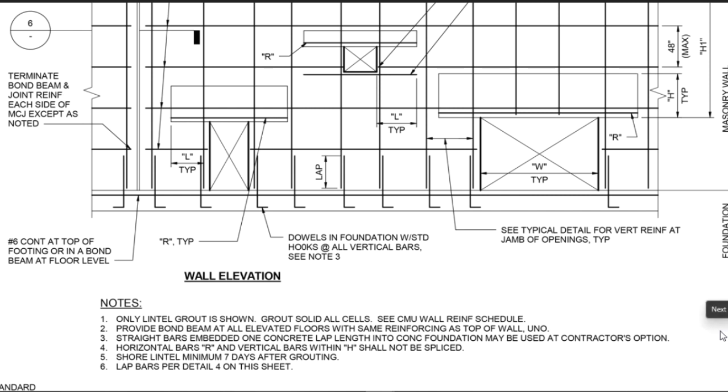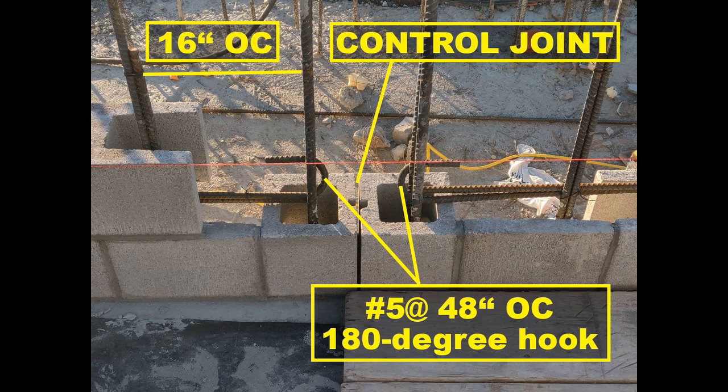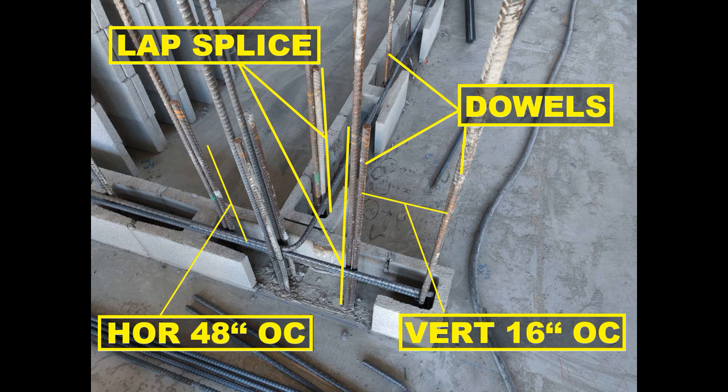Also, reinforcement detail through masonry control joint. Bond beam rebar shall be terminated at each side of the control joint. In the attached pictures, you can see the control joint with terminated horizontal bars with a 180-degree hook. Vertical reinforcement that is spaced 16 inches on center. Horizontal reinforcement that shall be spaced 48 inches on center.